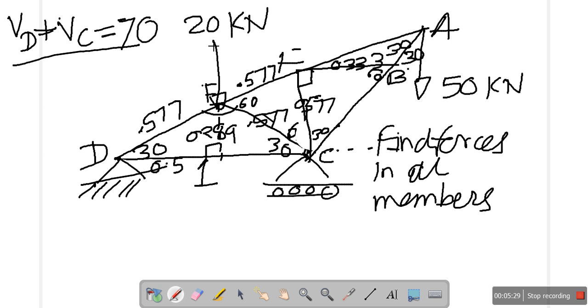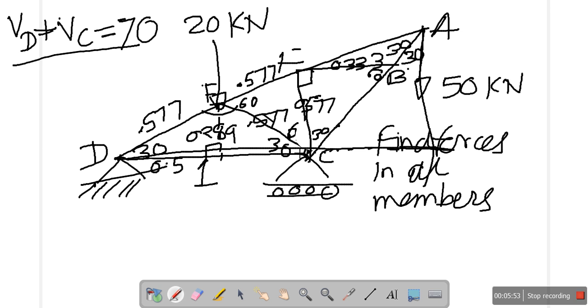So look at the moment of 20 kilonewton. The moment of 20 kilonewton about point D will be 0.5. Moment of VC, which is the vertical reaction, about point D will be 1. Now what is left to be found out is this particular moment. We want to find this particular length over here.